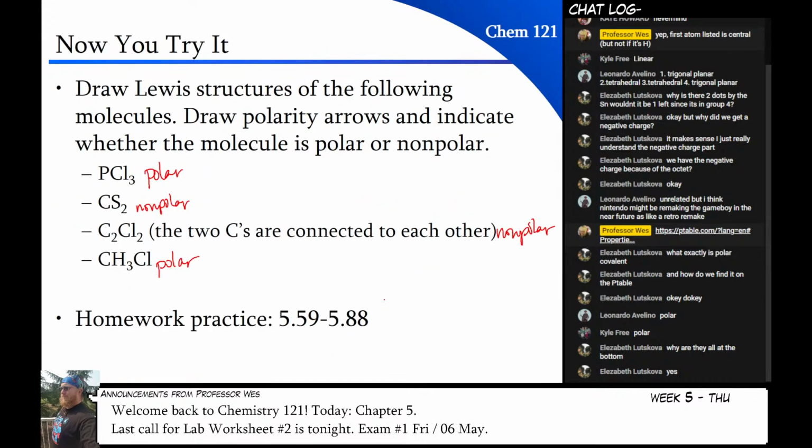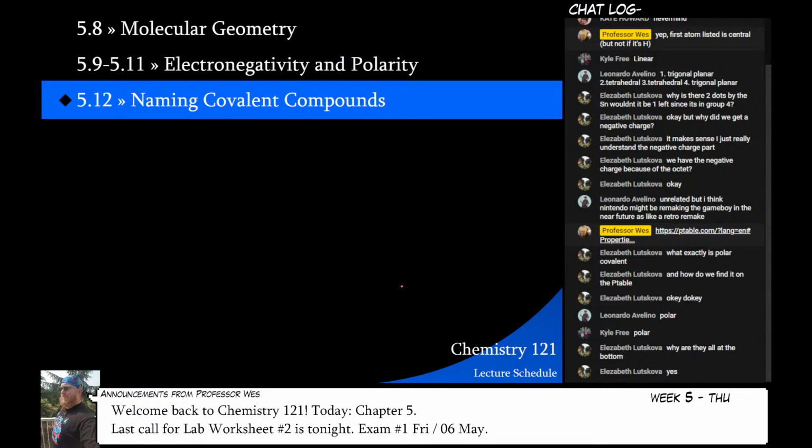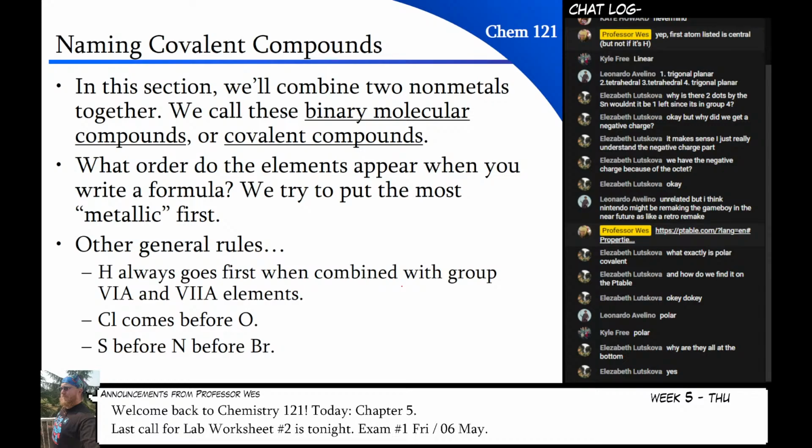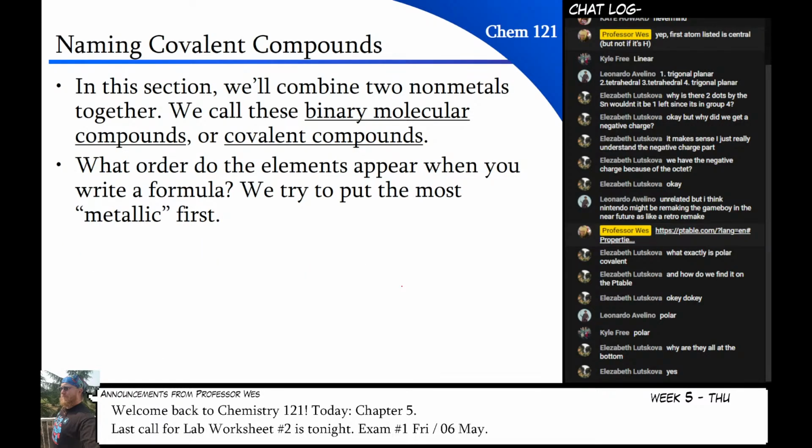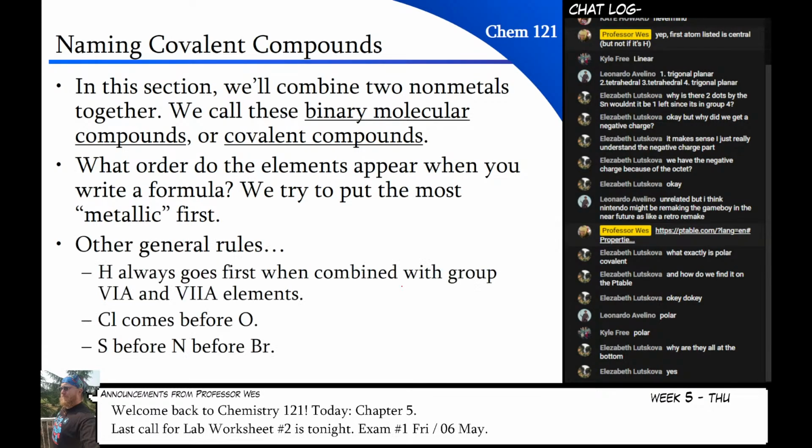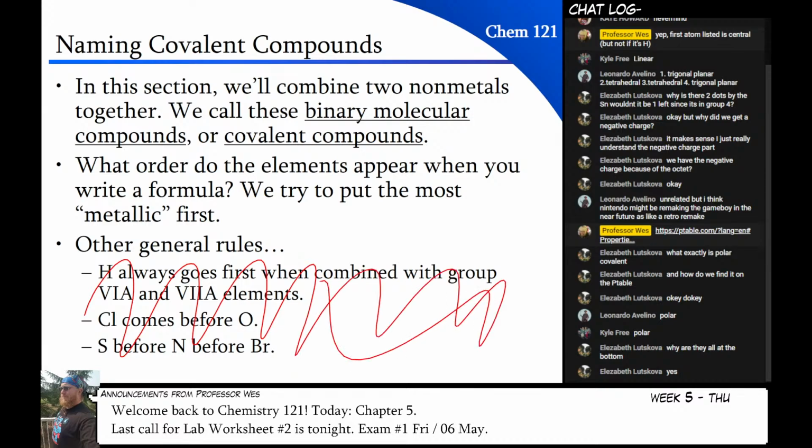All right, so I do have to give you the answers for these because we do have one more topic that is on the exam tomorrow, so I do have to get through naming. So let's talk about that real quick. Fortunately, naming covalent compounds is not super difficult. You don't need to worry about these rules down here. This is not important for you.